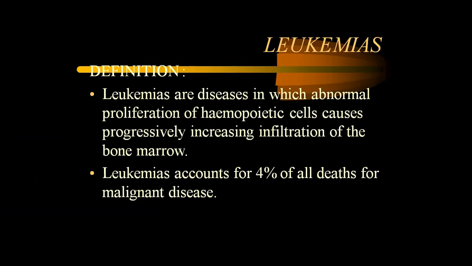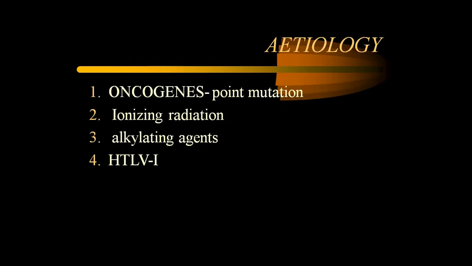Today's class is on leukemias. So, what is leukemia? Leukemias are diseases in which abnormal proliferation of hematopoietic cells is taking place in the bone marrow, causing progressively increasing infiltration in the bone marrow, and finally, it is spilling into the peripheral circulation. It accounts for 4% of deaths occurring from malignant disease.